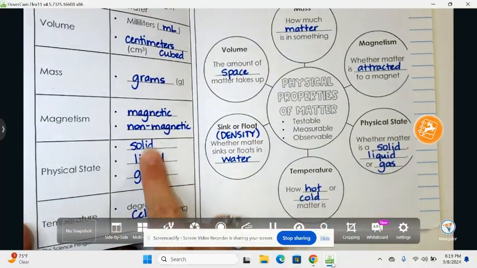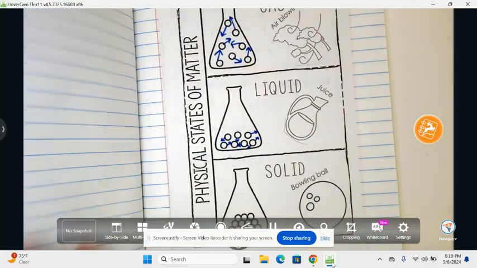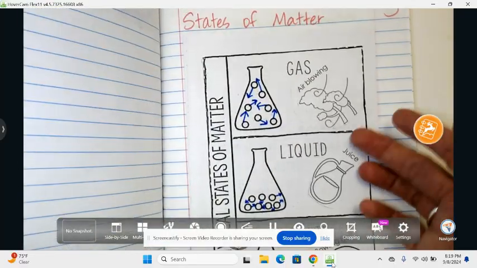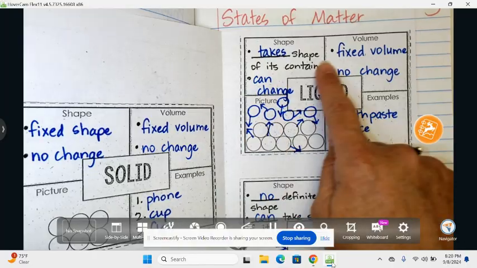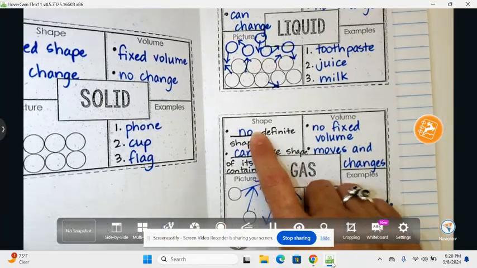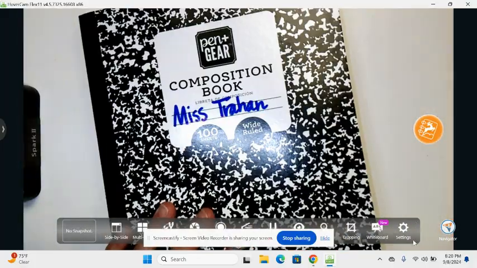So here we go. Solid, liquid, gas, physical properties. Also, this very next one was just about states of matter. And so it's got stuff about solids, liquids, and gases. Oh, look, here's the stuff it's talking about too. Shape and volume. That's what it was saying. Perfect. So let me go back.